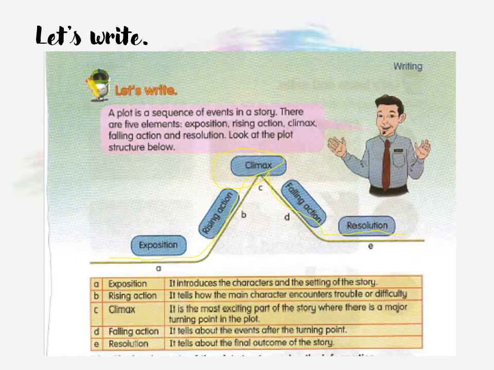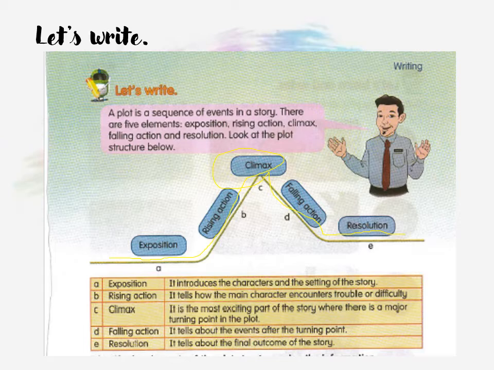Let's look at the story of Hansel and Gretel. The exposition is where the writer introduced Hansel, Gretel, their father and stepmother. And where did the story take place? It was in a village. The rising action is where the father and the stepmother left Hansel and Gretel alone in the forest. They could not find their way home. However, they saw a house and an old witch invited them to stay with her.